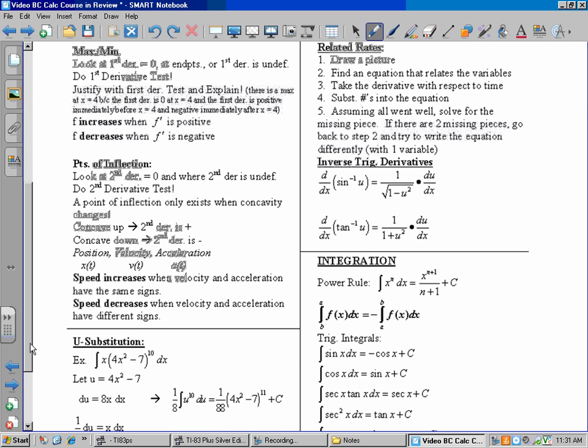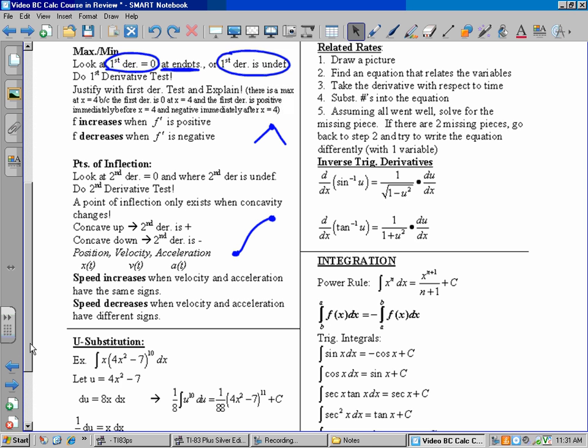To find max and mins, you usually set the first derivative equal to 0. All right. You want to also look and see where the first derivative might be undefined, because we might have a corner or a cusp, and that would give us a max or a min. And you also want to look at endpoints. Don't forget about endpoints. Look, here's a function. Where's its max? Well, its max is at an endpoint. Where's the min? Its min is at an endpoint.